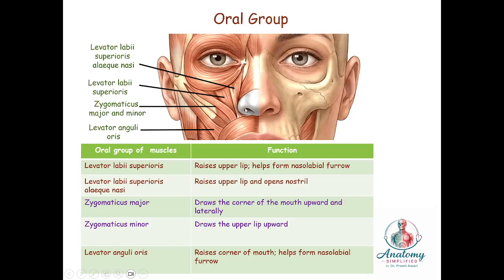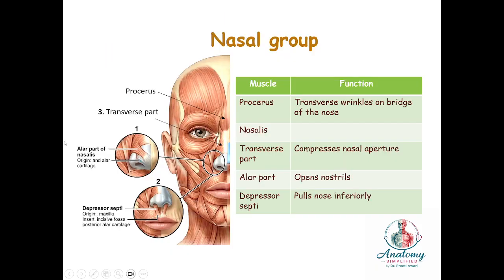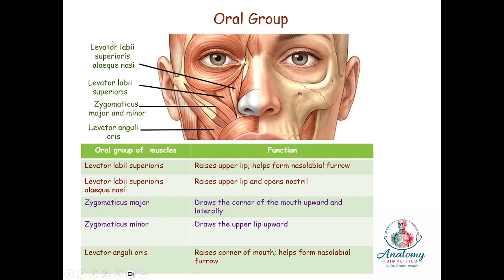In the oral group we have many muscles. First, we will see the muscles attached to the upper lip. So we have levator labii superioris alaeque nasi, the medial most muscle. Fibers are going from the upper lip towards the eye. They are passing, let us say, to the maxilla and also to the lateral wall of the nose. So when this muscle will contract, it will raise the upper lip and open the nostril.